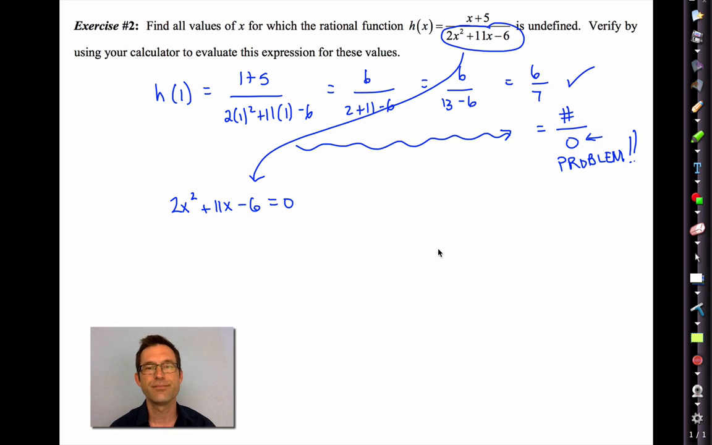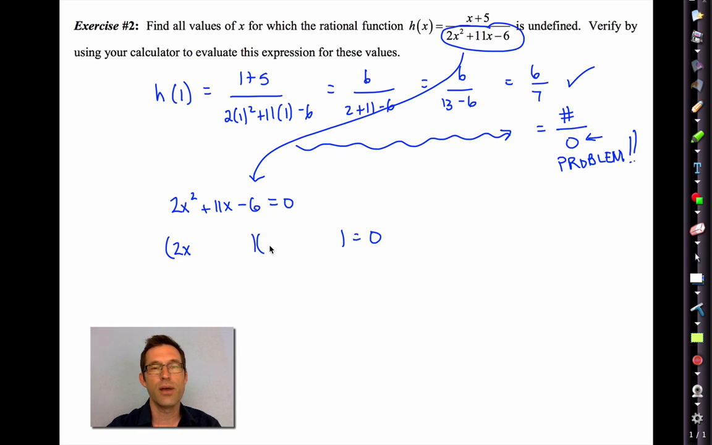Pause the video now. All right, well, you can solve that in a variety of ways. You could use the quadratic formula. You could use completing the square, although I doubt anyone would be crazy enough to do that. Or in this case, we could use the zero product law. That's what I'm going to do.